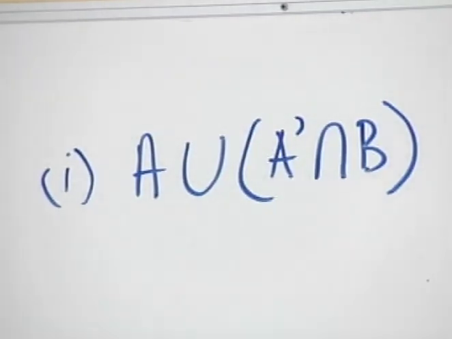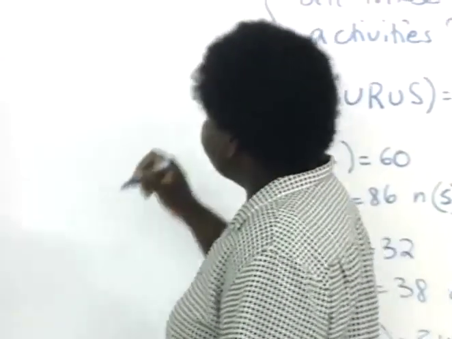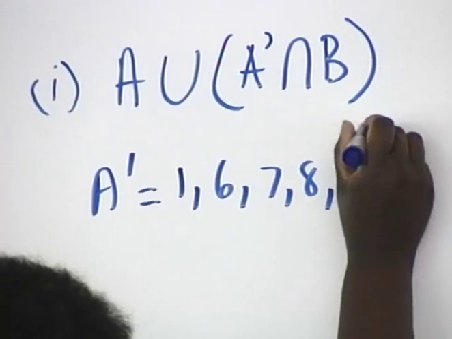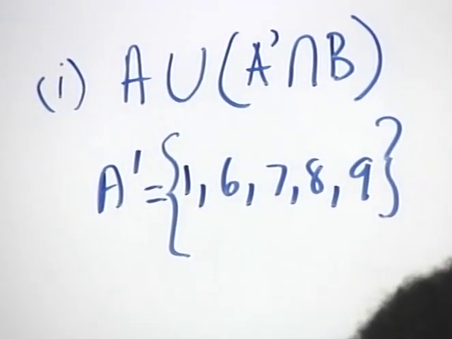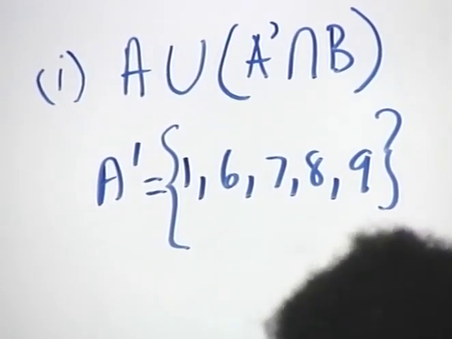The set A is given, the set B is given, and the universal set is also given. What we can do is work out the complement of A. The complement of A will be 1, 6, 7, 8, and 9. Good. Complement of A means the elements that are not members of the set A.